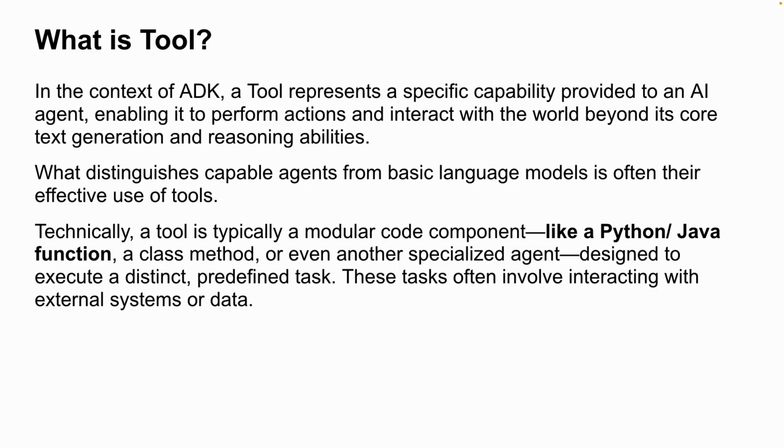Now let's see, what is a tool? A tool represents a specific capability provided to an AI agent, enabling it to perform actions and interact with the world beyond its core text generation and reasoning capabilities. What distinguishes a capable agent from a basic language model is how effectively they invoke tools. Technically, a tool is typically a modular code component like a Python or Java class method, or even another specialized agent designed to execute a distinct predefined task in a very deterministic manner. These tasks often involve interacting with external systems or data, like making an API call, calling a database, or running particular code, etc.